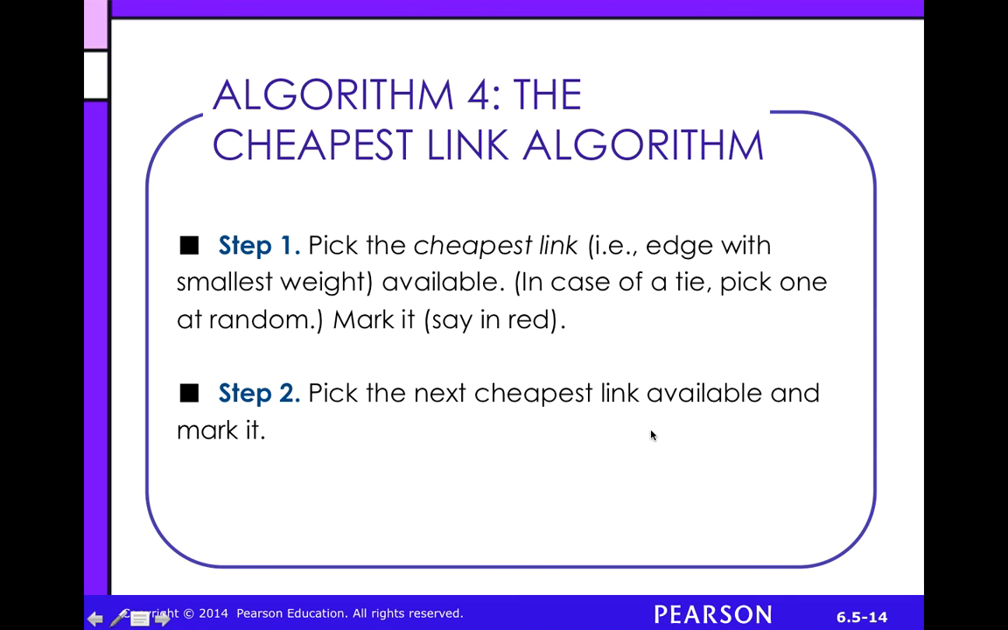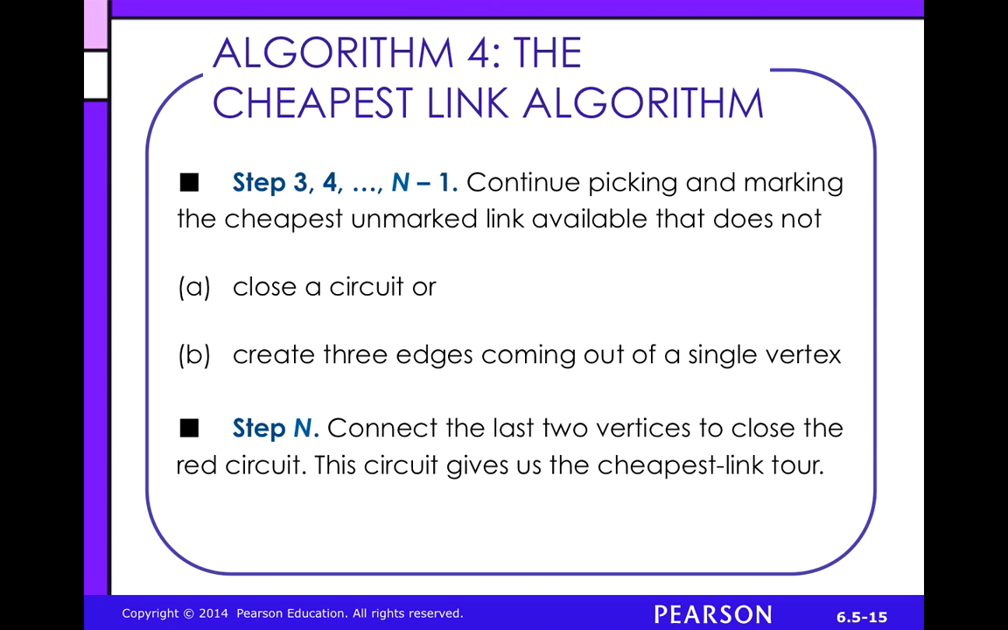Pick the next cheapest link available on the market. And then keep going. You have to keep going according to the rules we discussed, right? You can't prematurely close a circuit. You also cannot have three highlighted edges coming out of the same vertex. At the very last step, connect the last two vertices to close the red circuit, and that will give you the cheapest link tour.